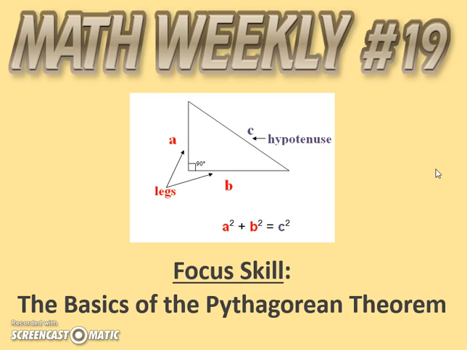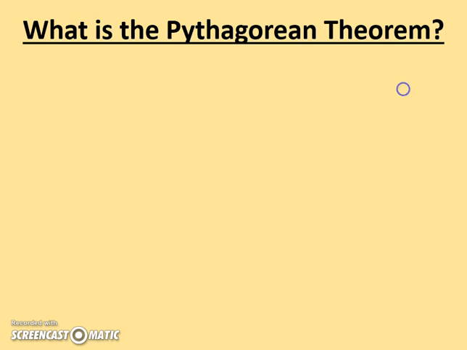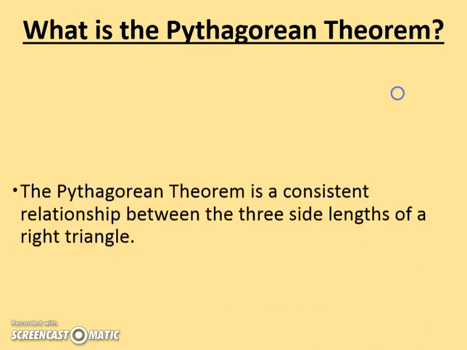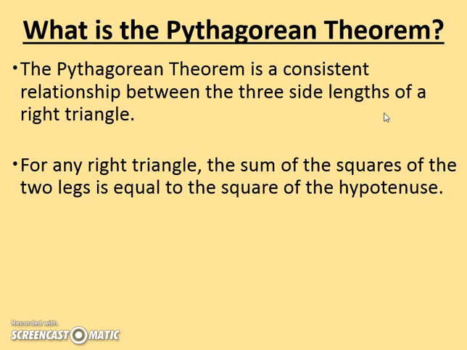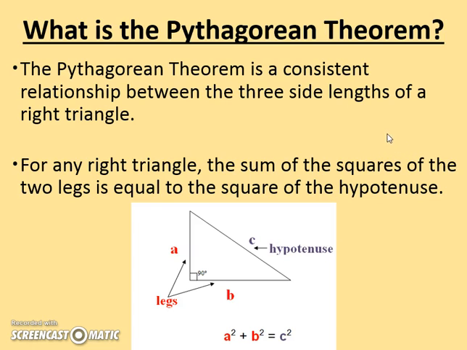In this video, our focus skill will be on the basics of the Pythagorean Theorem. So let's begin with a definition of the Pythagorean Theorem. The Pythagorean Theorem is a consistent relationship between the three side lengths of a right triangle. For any right triangle, the sum of the squares of the two legs is equal to the square of the hypotenuse. As a visual, we have our short sides of the triangle, which are referred to as legs.